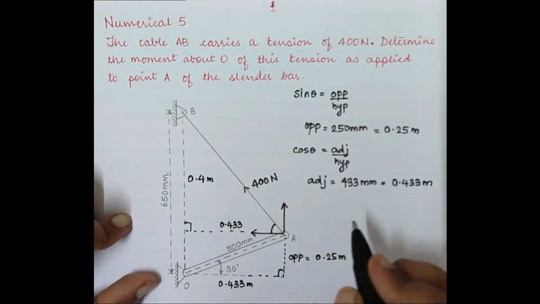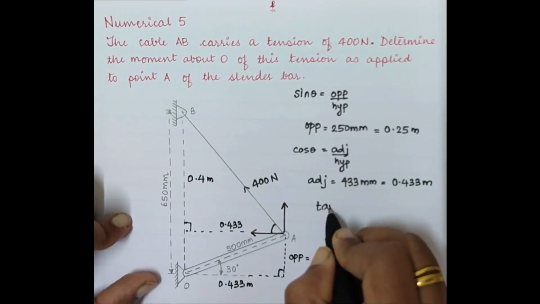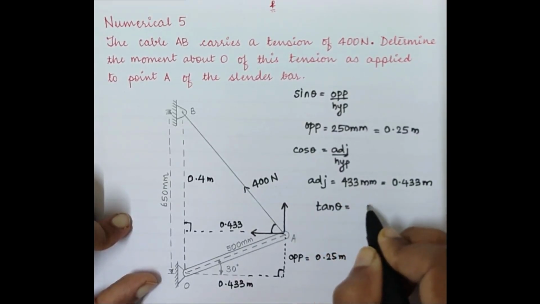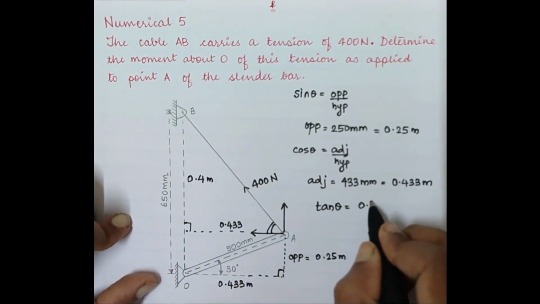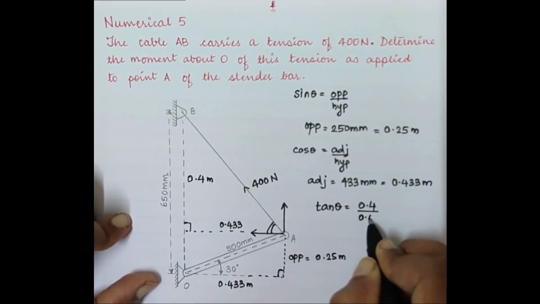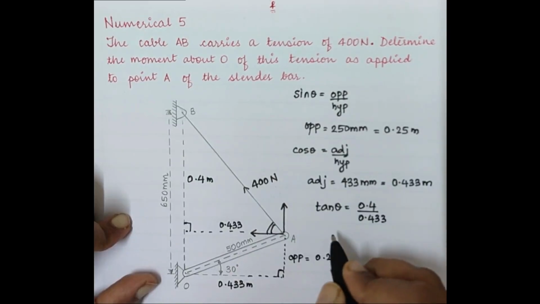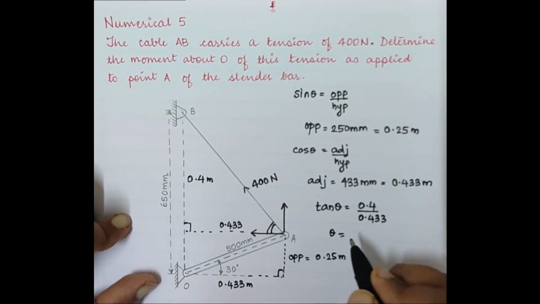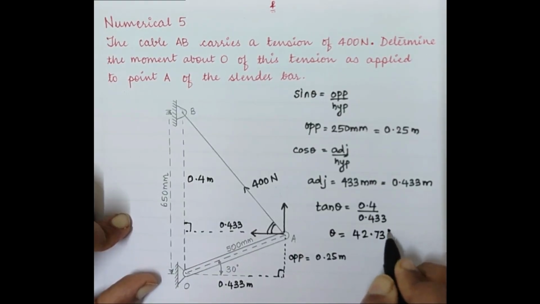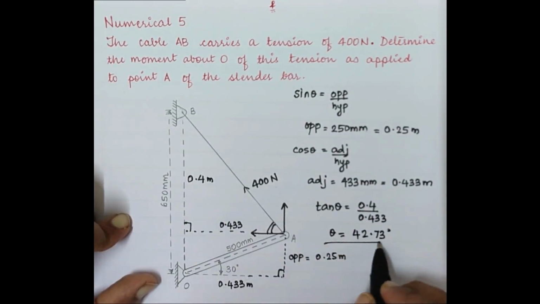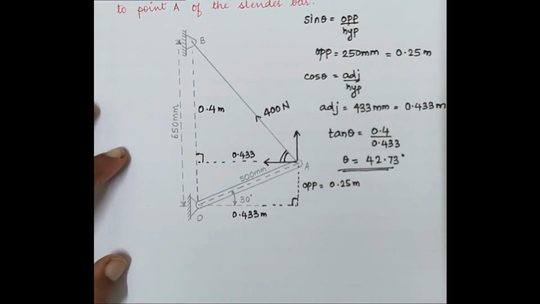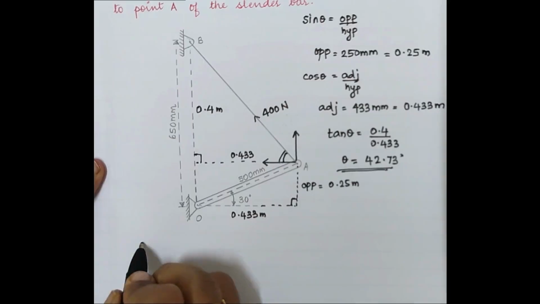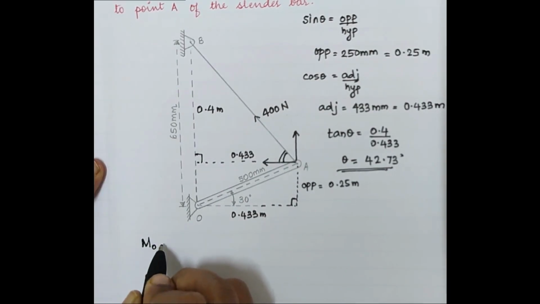Now, calculating the angle, we simply take the value of tan theta as opposite upon adjacent. So for this angle, 0.4 will be opposite and 0.433 will be adjacent. That's how we get the angle theta as 42.73 degrees. Now that we have calculated the angle, let's go ahead and calculate the moment. So now we have moment about point O.